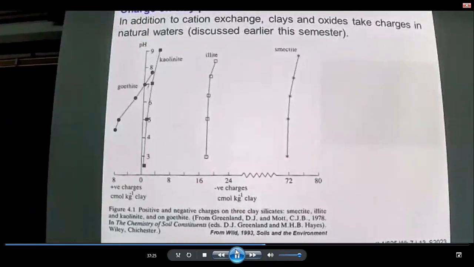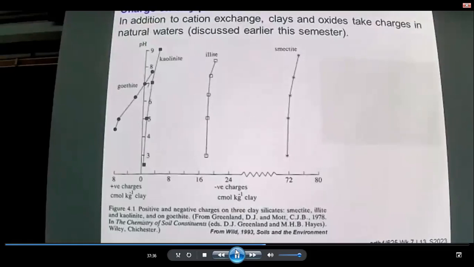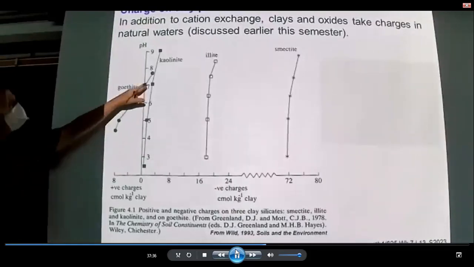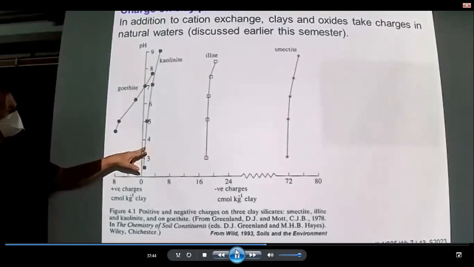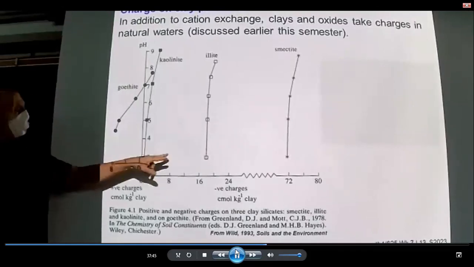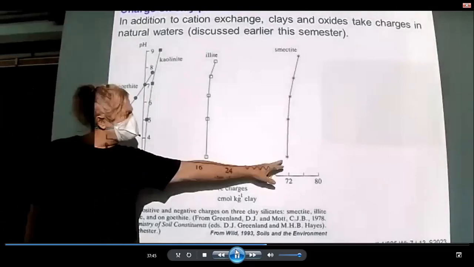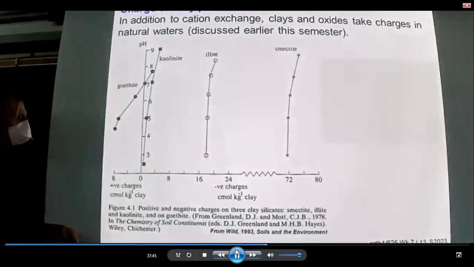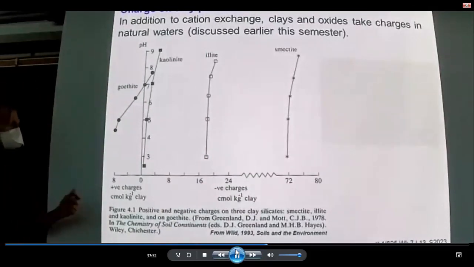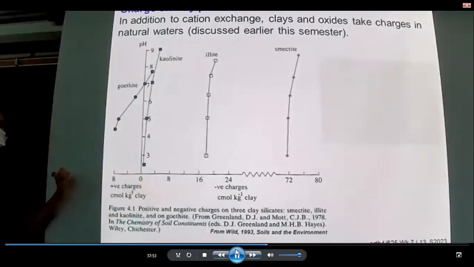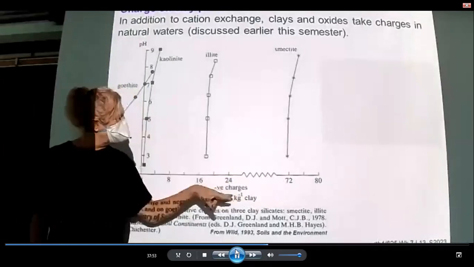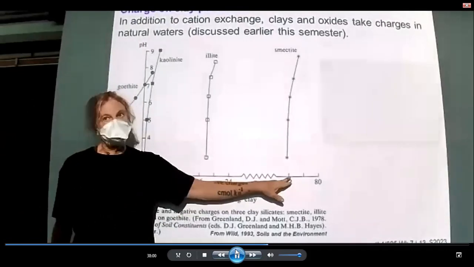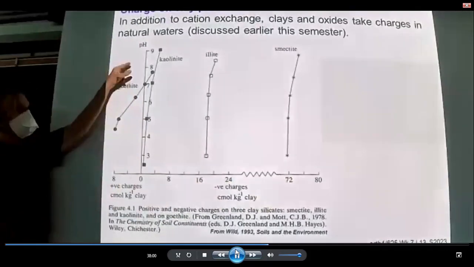So this is a diagram where someone has plotted across the x-axis the sum of charges on a particle, and across the y-axis, the pH. And I want you to note a couple of things. First is that little squiggly line, which is a break in scale, so that the positive charges for the mineral smectite would be way off this slide if we didn't have that break in scale. This is just to be able to make everything fit.